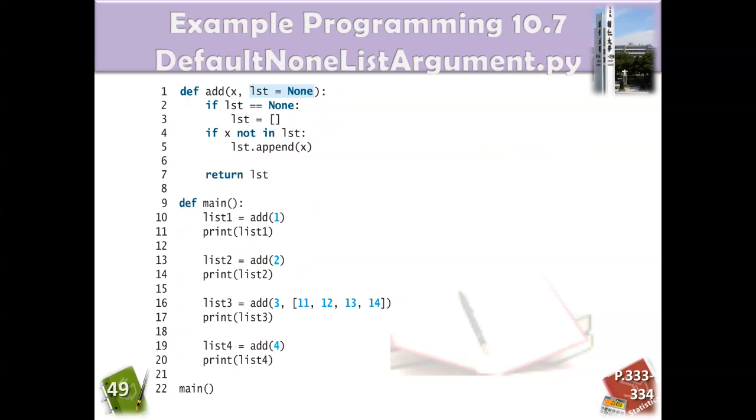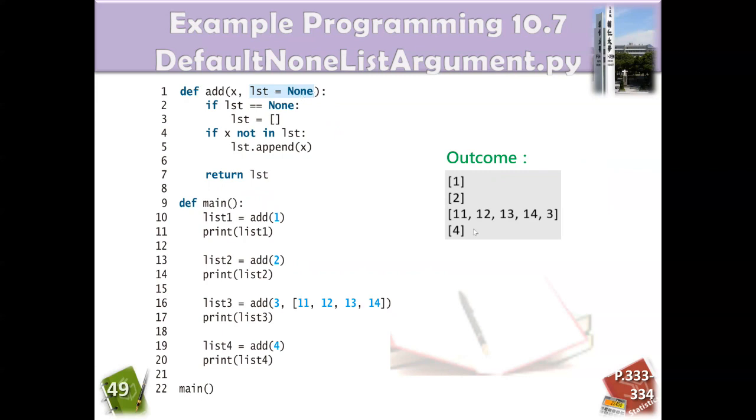So now we will give another example. This example is about if the list is None, list equals None. So if the list is None, it's empty. If x is not in the list, we will append x and return the list. So we will see what's the result. First, list equals add 1. Okay, add 1. So we print the list, it will be 1. And list 2, we add 2. So it's a little different because we told that the default is None.